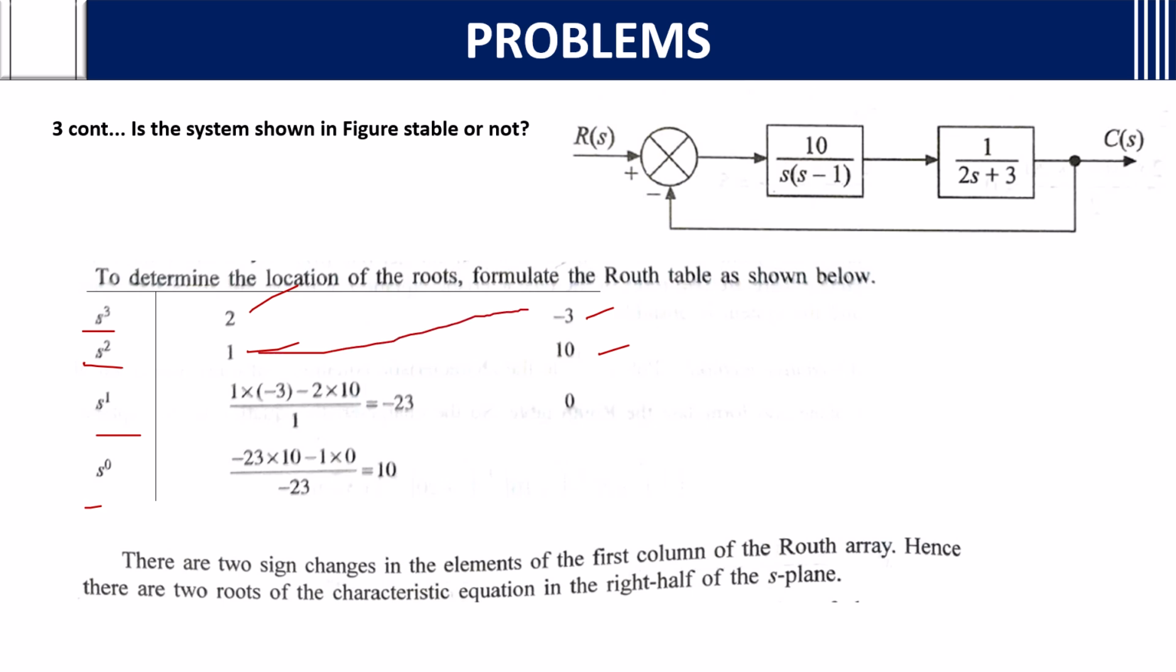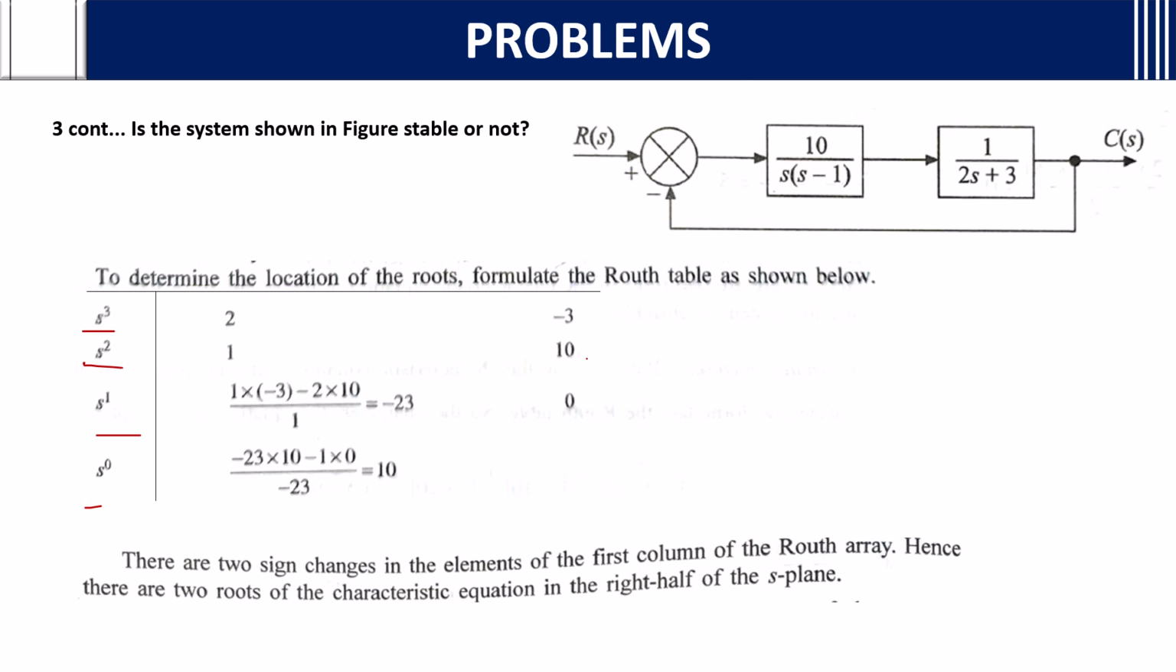The same way as we did for the previous questions: (1 into minus 3 minus 2 into 10) by 1 equals minus 23. Then anyway after this, to multiply there are no values, it will be 0. Then (minus 23 into 10 minus 1 into 0) by minus 23, you will get 10. Anyway, you got to know the system is unstable.